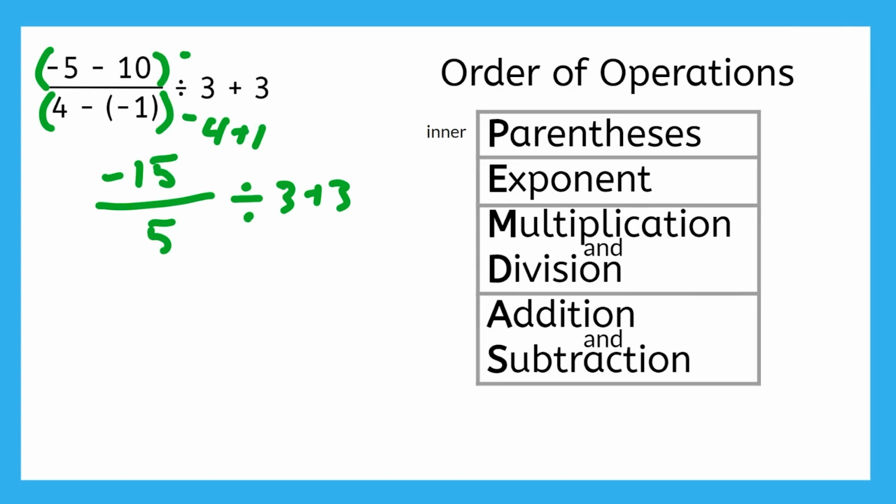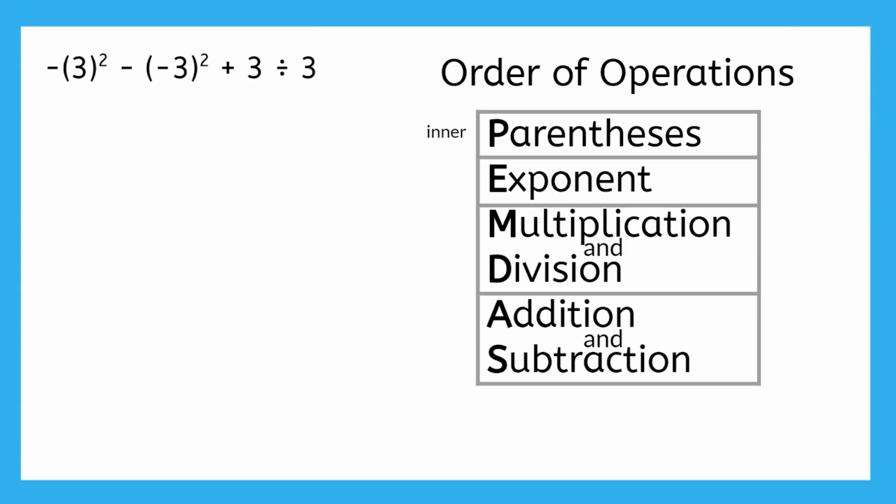From left to right, this will be -15 divided by 5, which is -3. Then -3 divided by 3 is -1. Now we only have one operation left, so -1 plus 3 is 2.